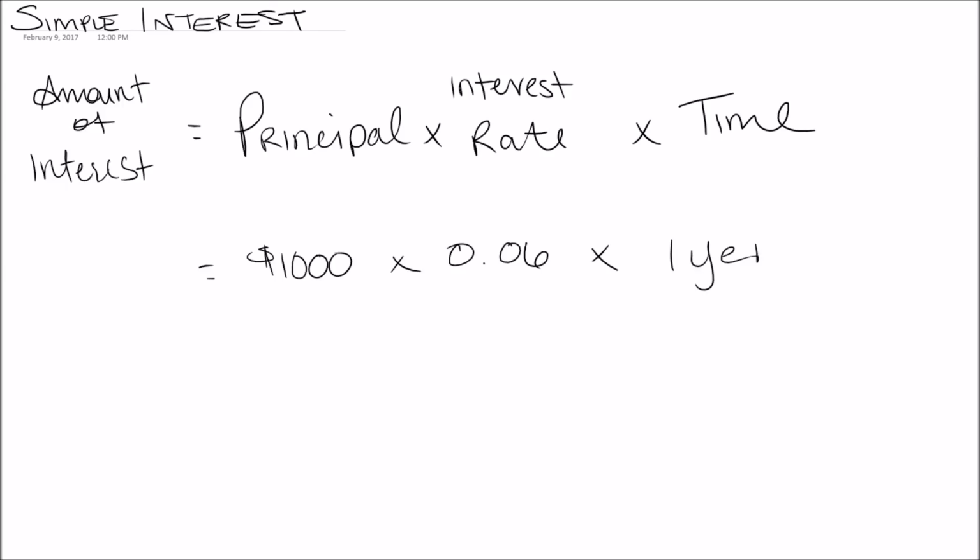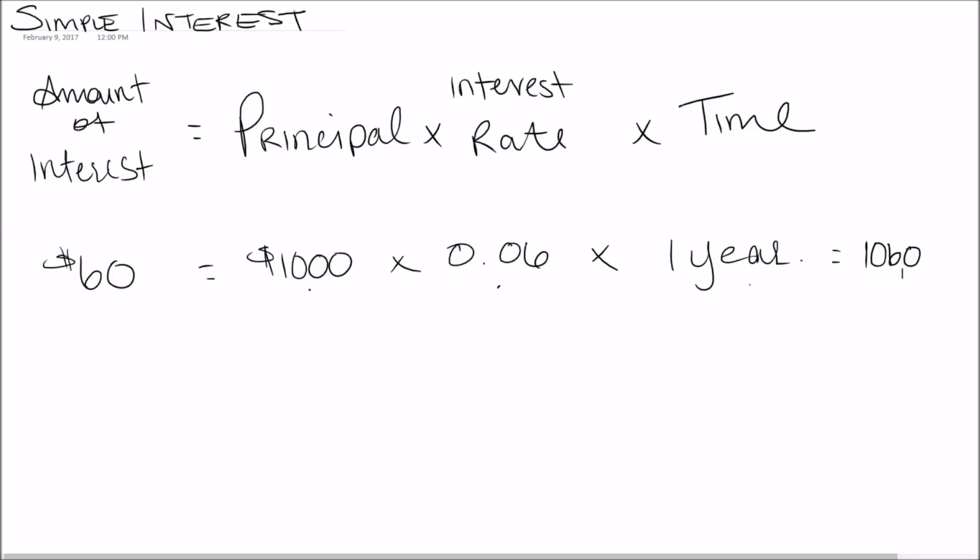1 year. The amount of interest that we would gain from that investment ends up being $60. That's because it's 1,000 times 6% over 1 year. So the amount of interest we get from that investment is $60. At the end of the year, we would have $1,060 in our account.